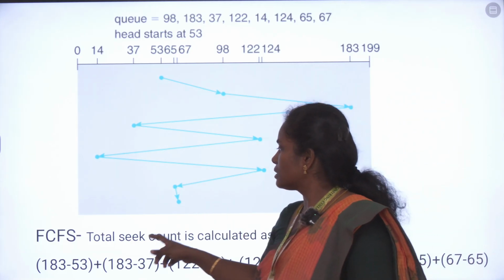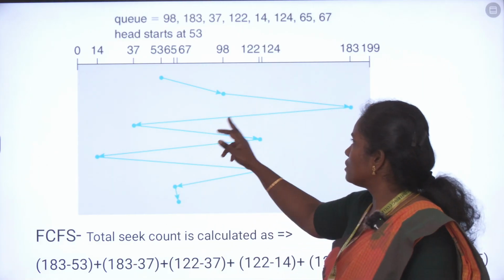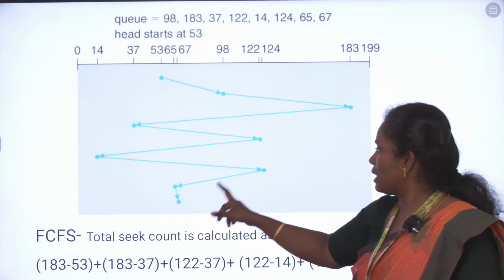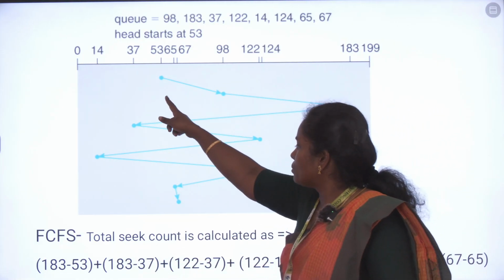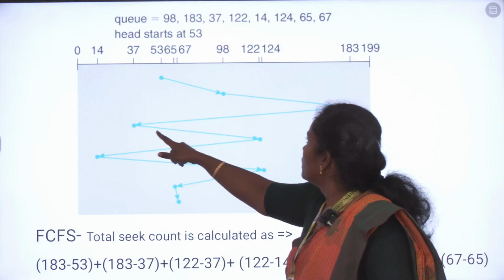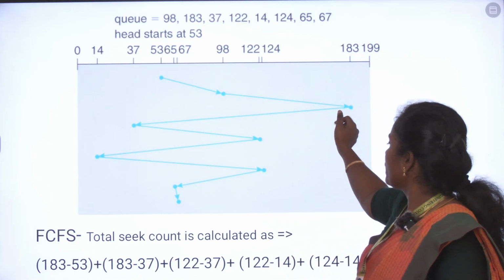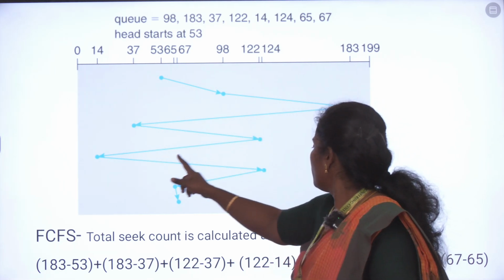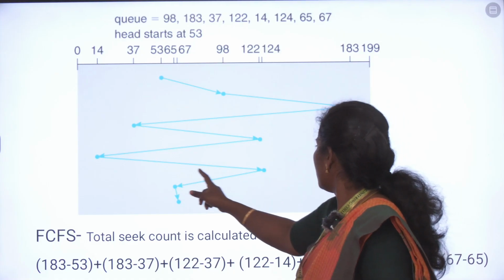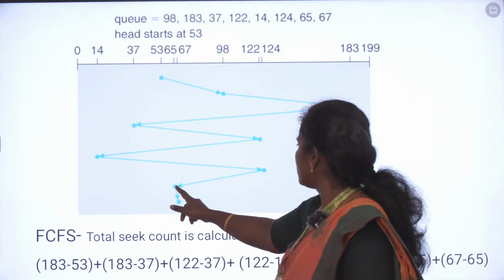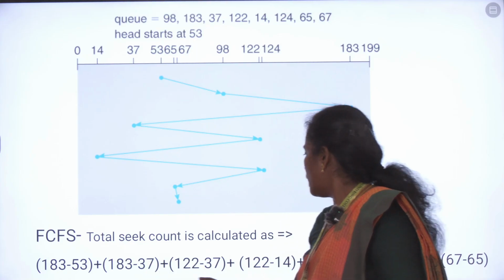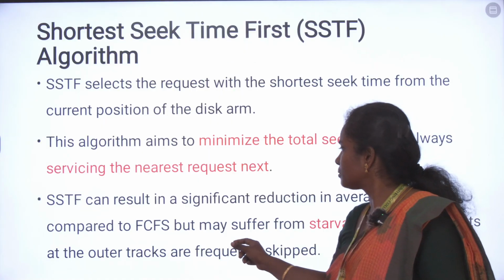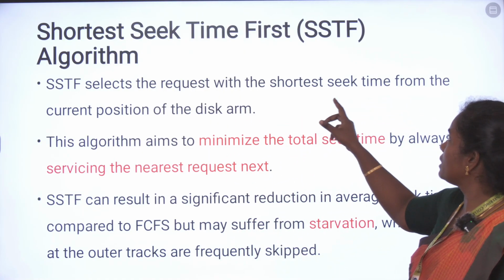is more. The seek time is calculated by subtracting from the last value whenever the direction changes. For example, here I am taking 183 minus 53, then 183 minus 37, then 122 minus 37, 122 minus 14, 124 minus 14, then 124 minus 65, and 67 minus 65. At last we will get 467.